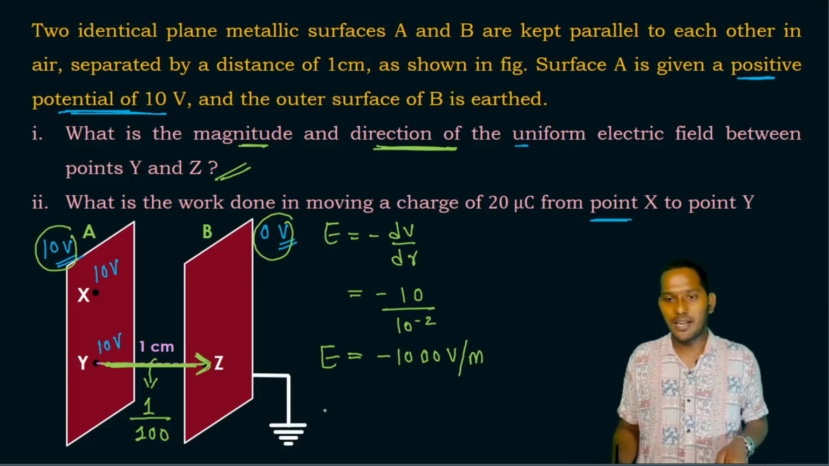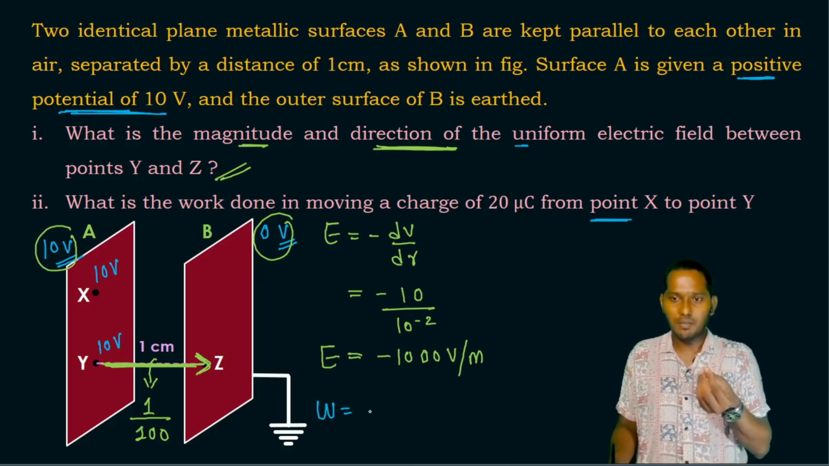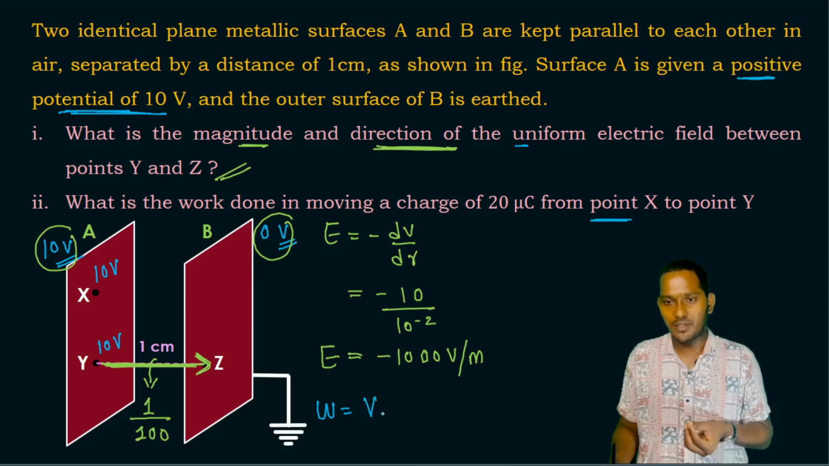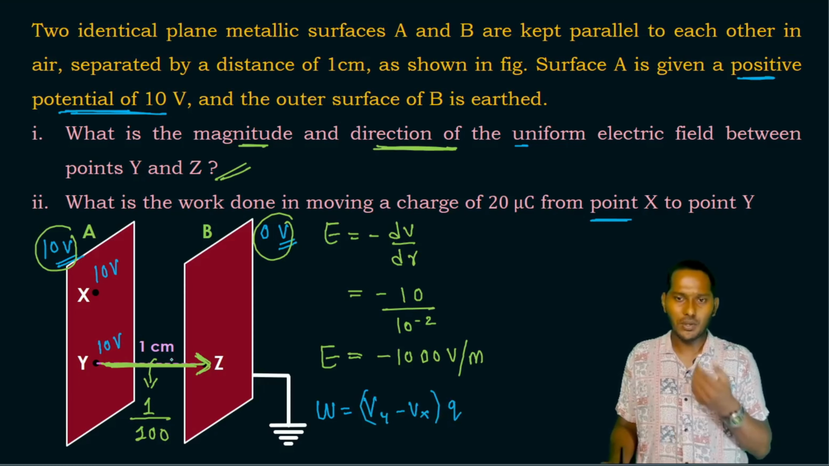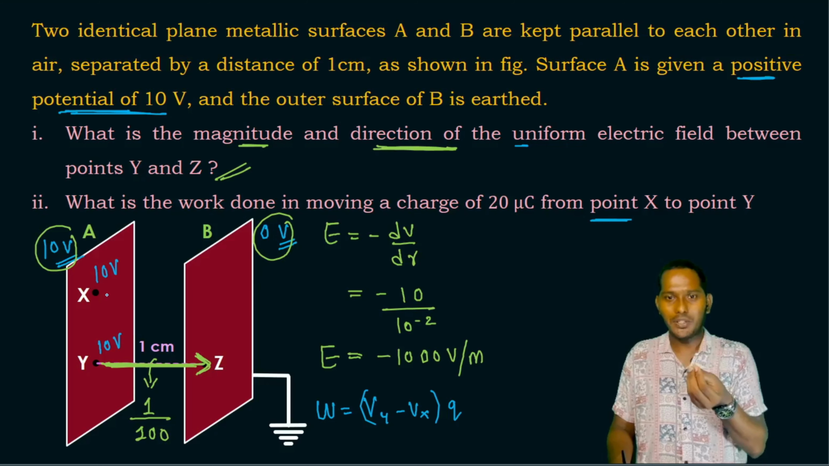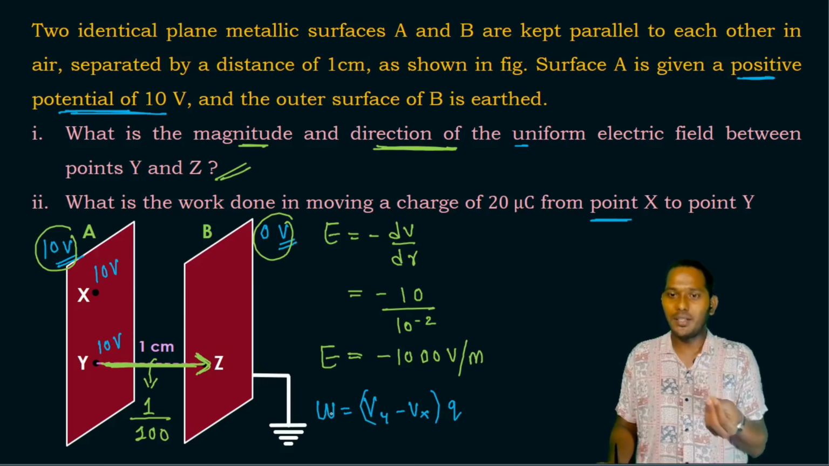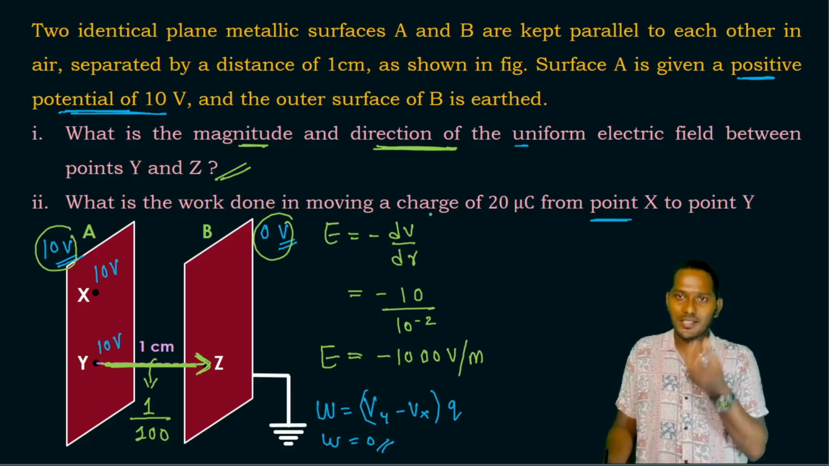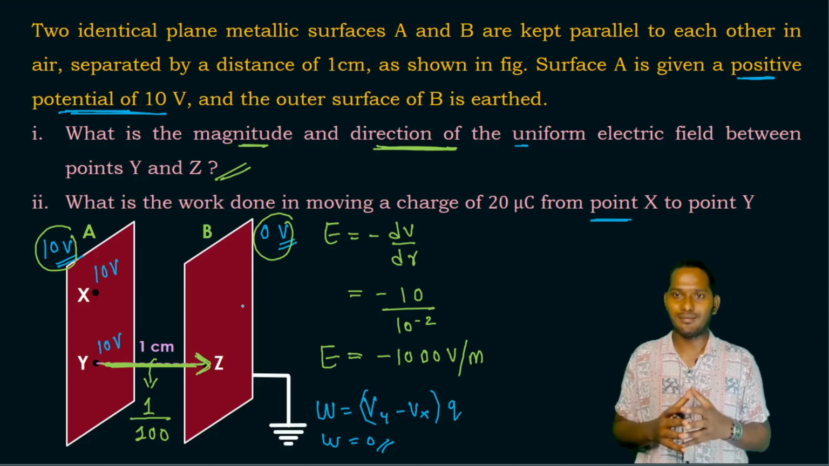And if you just remember, guys, what is the work done relation? Work done is nothing but the potential difference, potential at Y minus potential at X, times the charge Q. So if you have the same potential at both the points, work done is going to be 0 in this case. So that's the answer for my question.